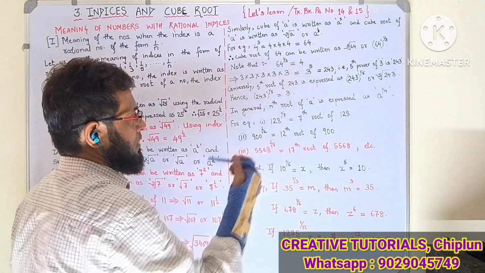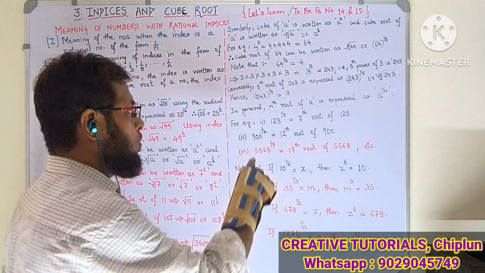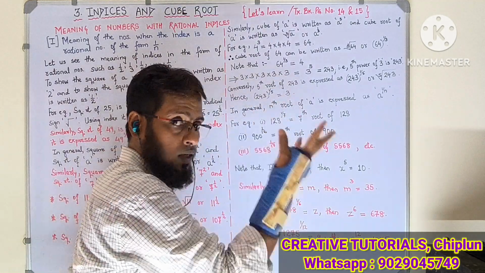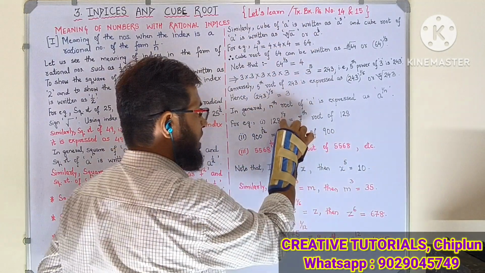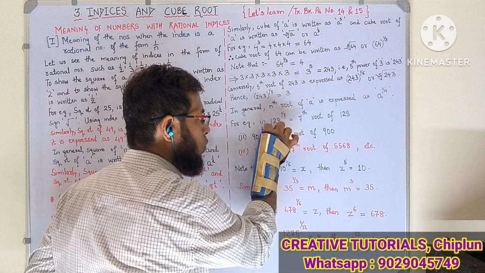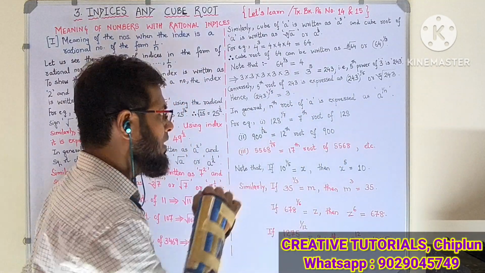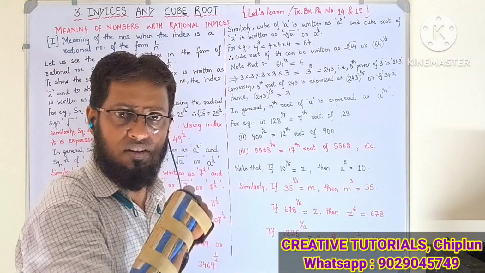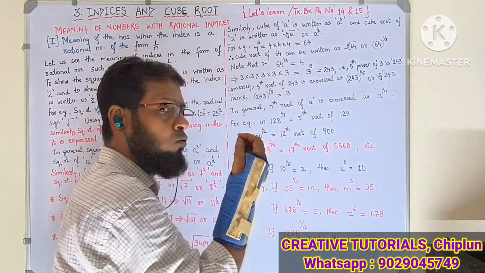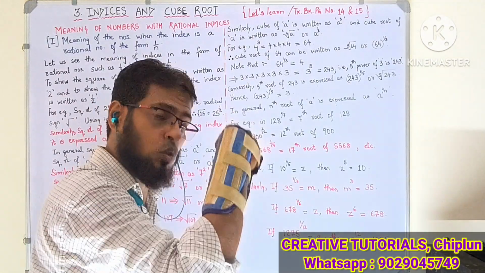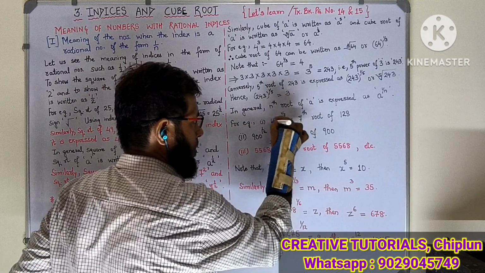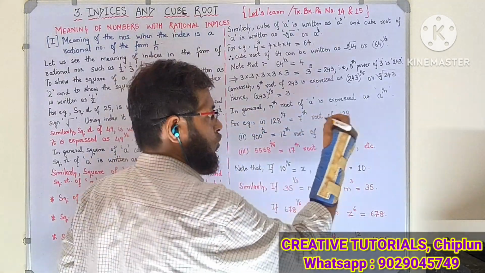If I take number 128 raised to 1 upon 7, so this in words is written as the 7th root of 128. 7th रूट क्यों? बिकॉज हमारा इंडेक्स 1/7 है और 1/7 का मतलब ये होता है कि ये हमारा 7th रूट है. दैट मीन्स अगर मुझे इसको और तरीके से रैडिकल फॉर्म में लिखना होता तो मैं कैसा लिखता?